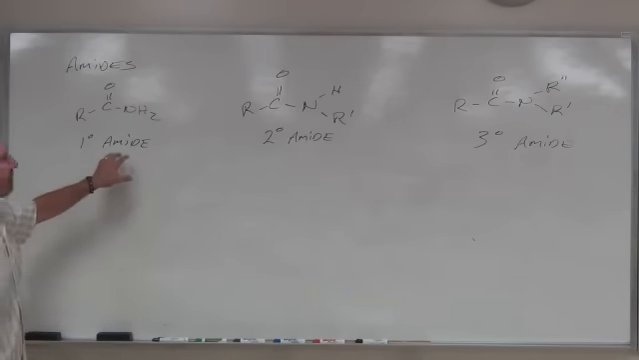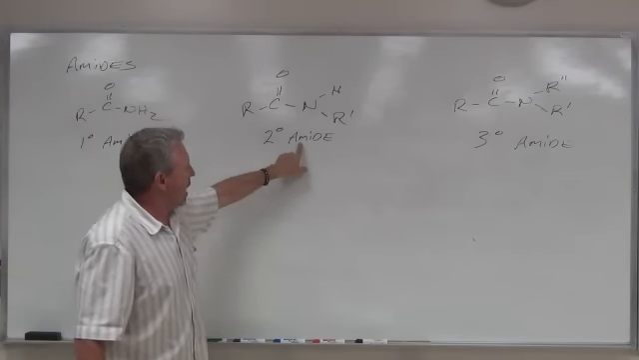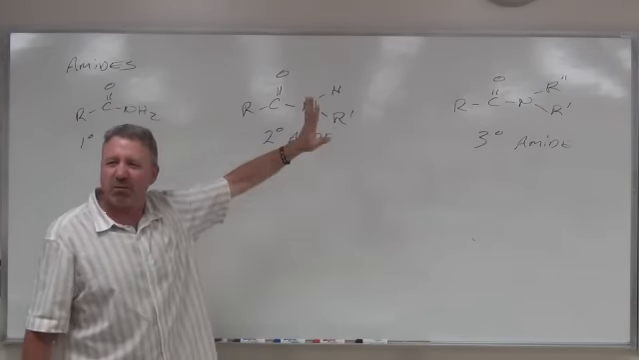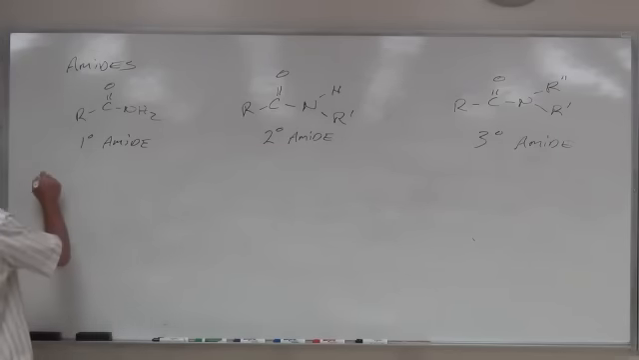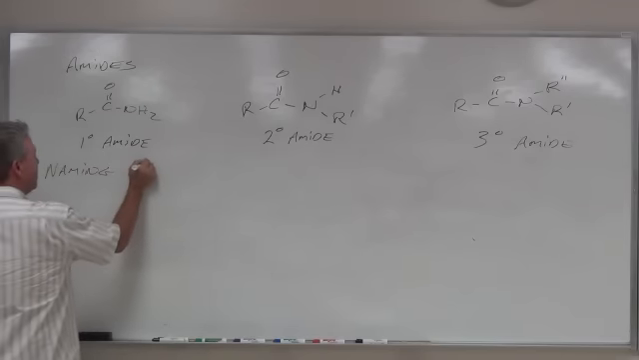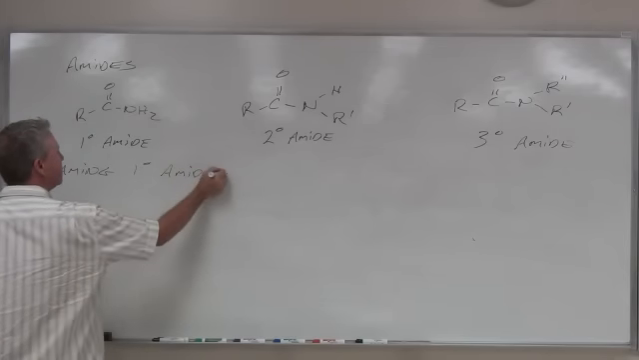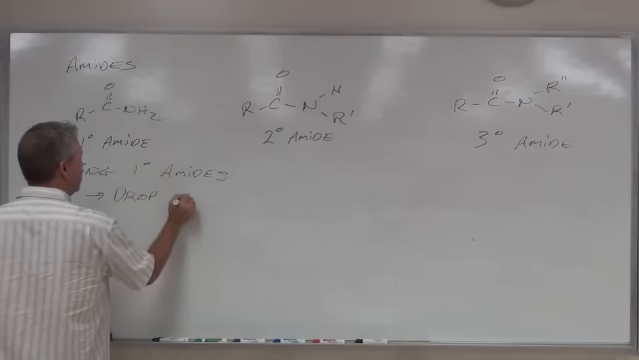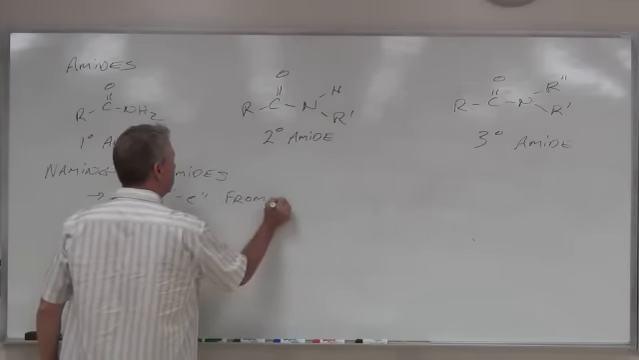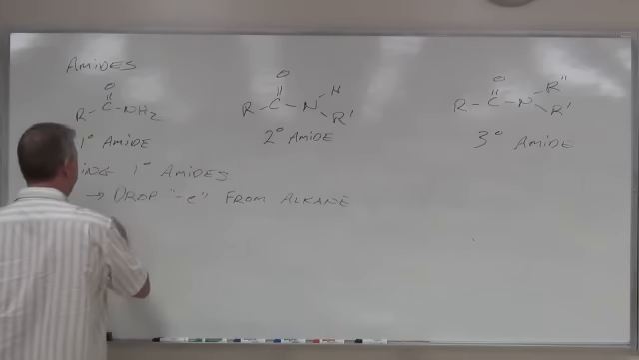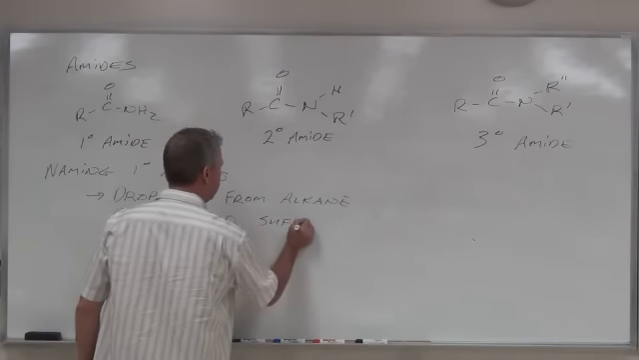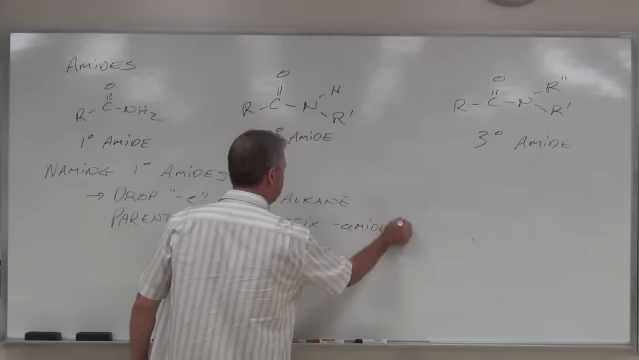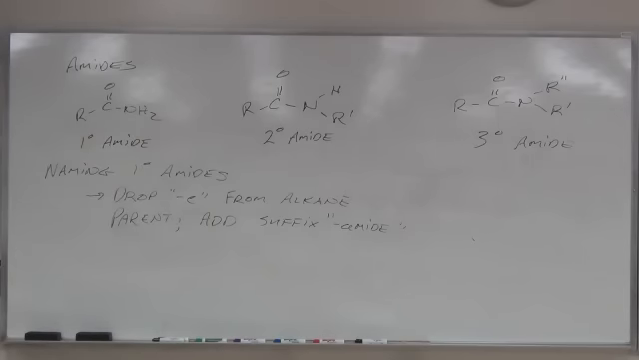Okay, when we're naming amides, we have to separate out a protocol for primary amides versus amides that have substitutions at the nitrogens. Okay, and we'll see how to differentiate that. But if you have a primary amide, you're going to drop the E from the alkane parent and add the suffix amide. Suffix amide, so it's going to be all one word.